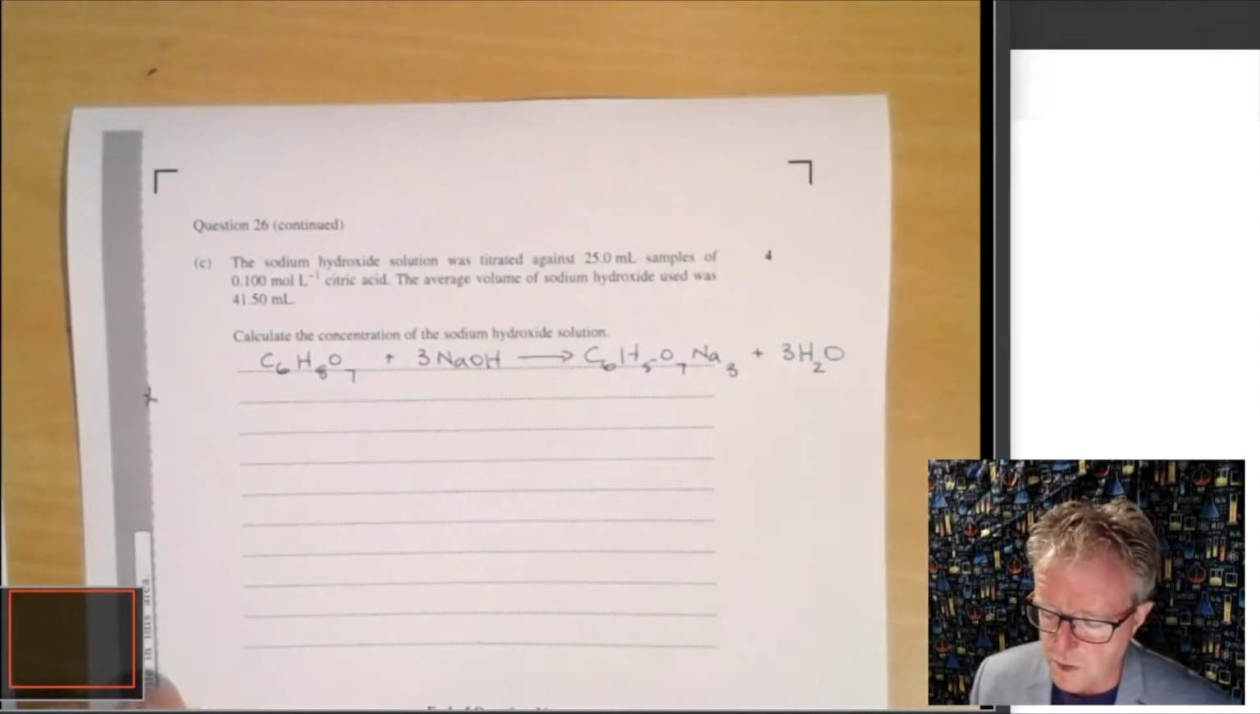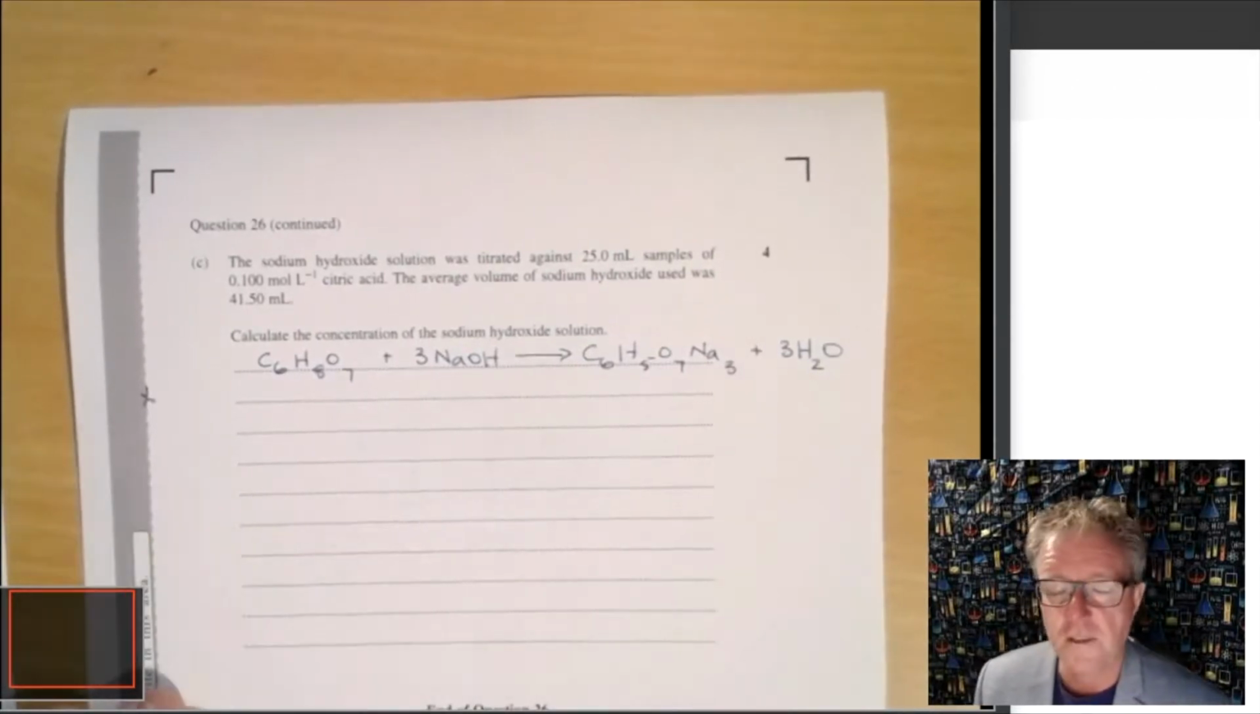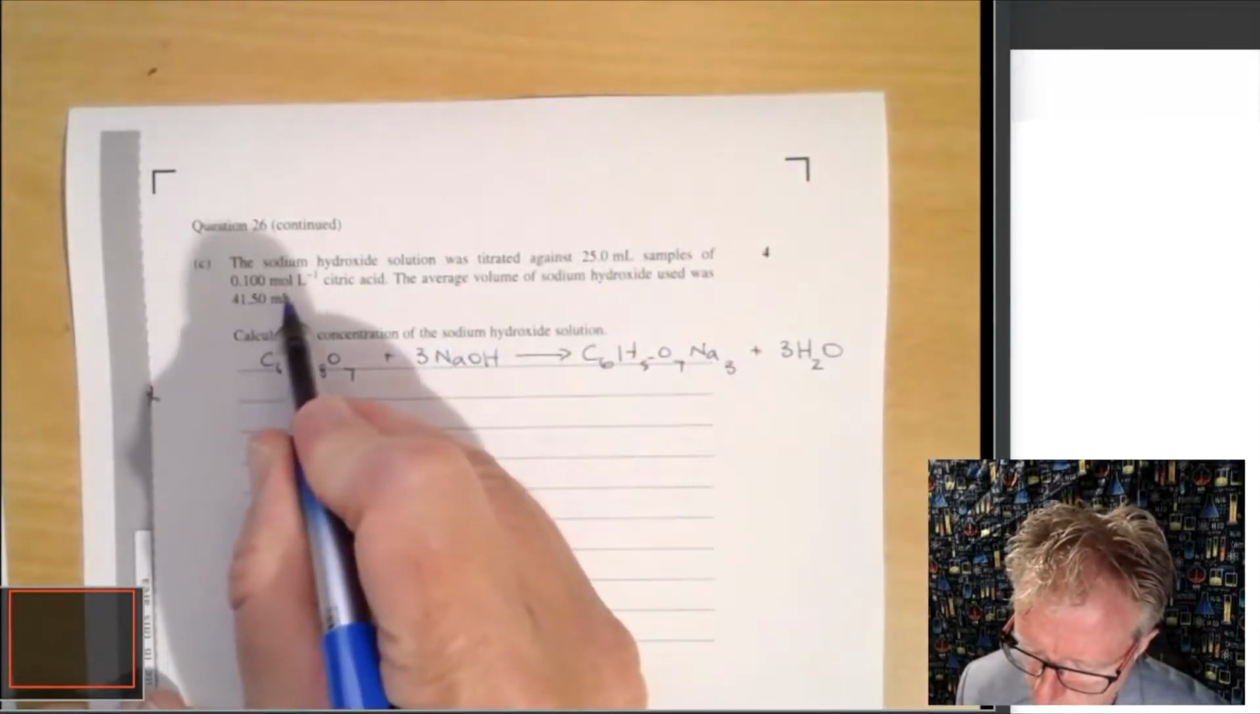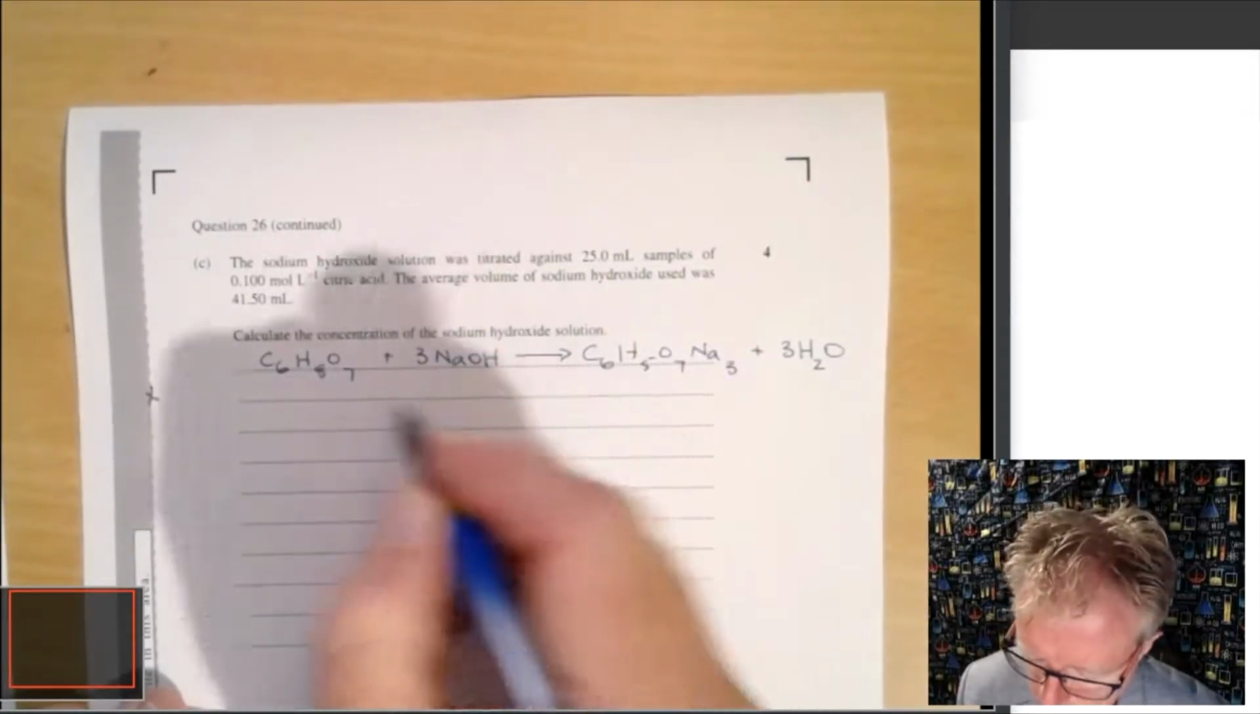So the next thing we want to do is put down the information. So it says 25 mL samples of 0.1 molar citric acid. All right, so let's put that down.